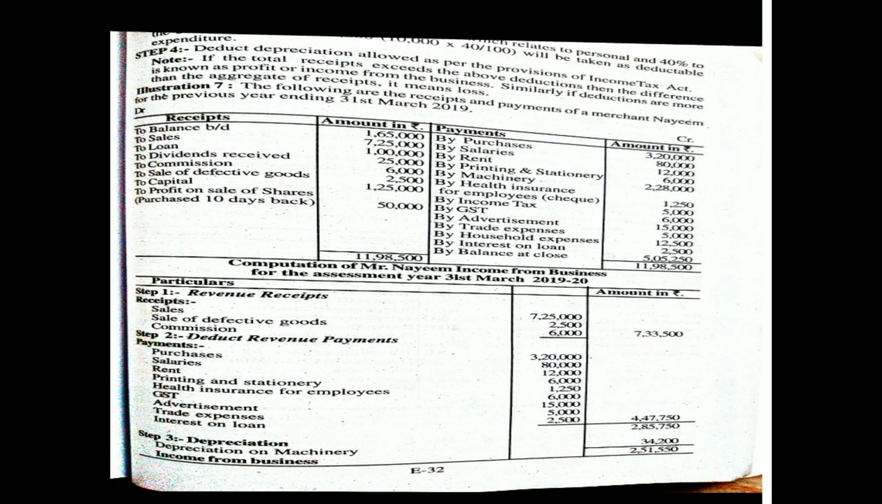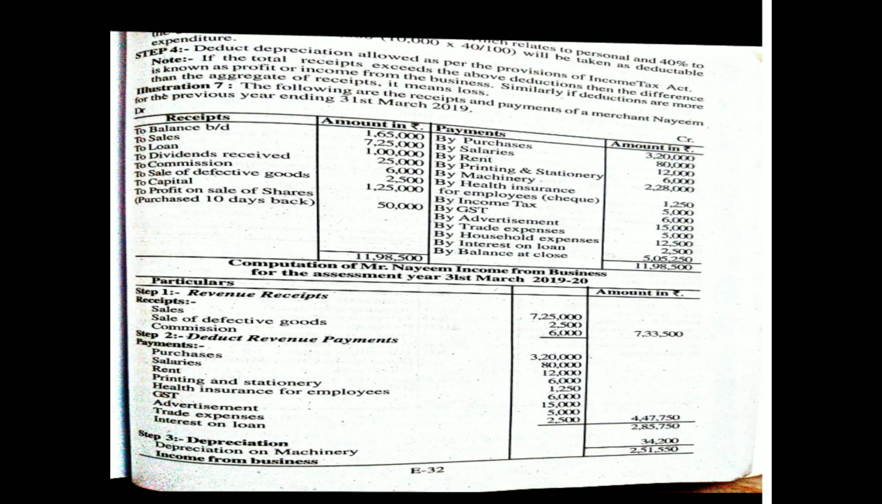First, come to the items relating to receipts. The first one, balance brought down 1,65,000, means nothing but opening cash or bank balance. Next, the loan received is a capital receipt, so it should not be taken. Dividend received is an exempted income. Now, sale of defective goods is a revenue receipt. Capital 1,25,000 brought into the business is not a revenue receipt. Next one, profit on sale of shares, is a short-term capital gain.